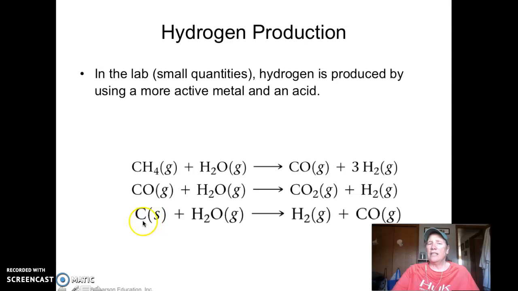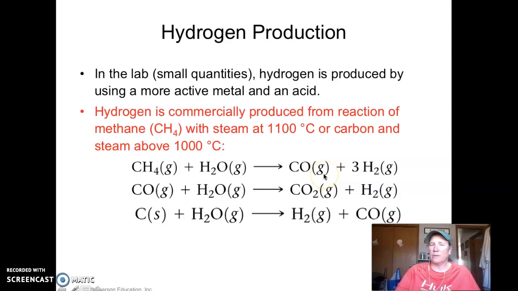Or you can take just solid carbon and water, and you end up with hydrogen and carbon monoxide. So in both those cases, you get carbon monoxide, which you have to be careful of, but hydrogen, hydrogen, hydrogen. This is the one where you'd get the most. If you commercially produce it, it's usually from a reaction of methane with steam. The temperature there is 1110. That's pretty high. Sorry about that. That's the most common.